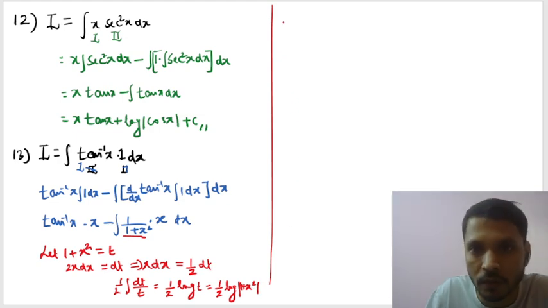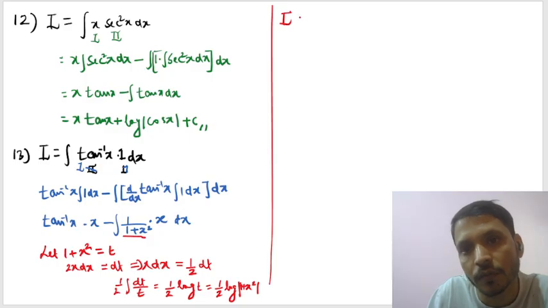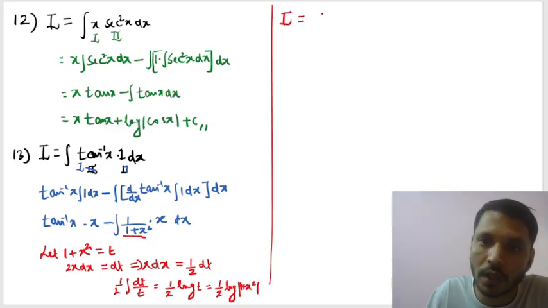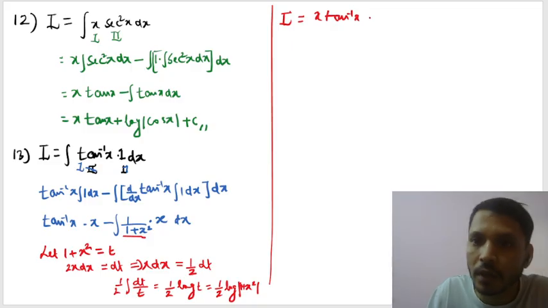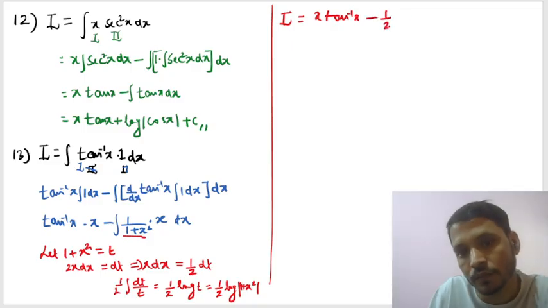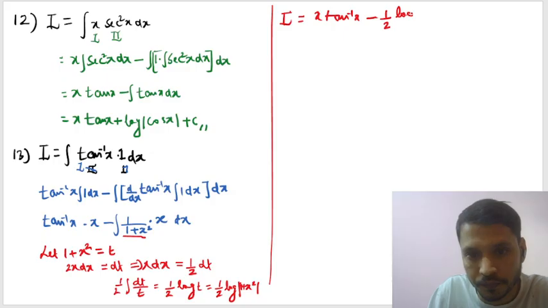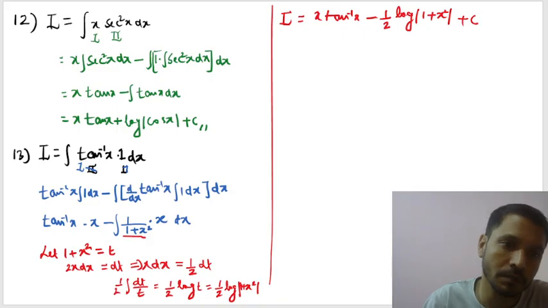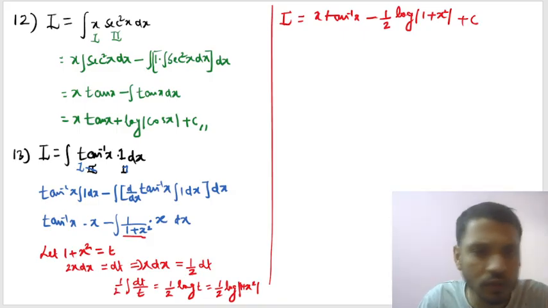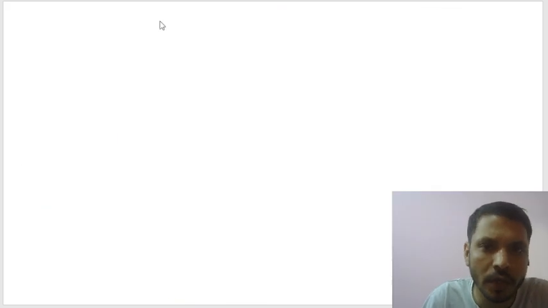So finally our answer will be I equal to x into tan inverse x, minus 1 by 2 log mod of 1 plus x square, plus c. So this is question number 13. Now we'll move to the next question, question number 14.